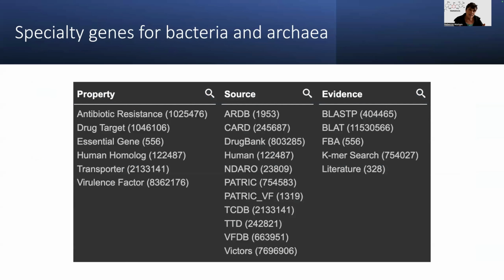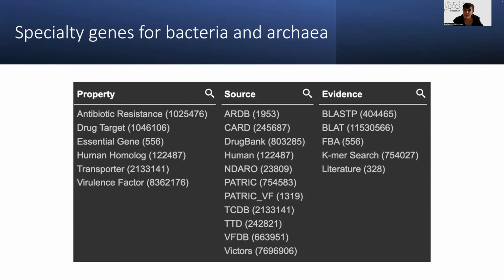The specialty genes databases that we look for, all the proteins are blasted against, there are specific categories or properties that you can see here. Antibiotic resistance is a big one. We also do drug targets, essential genes, human homologs, transporters, and virulence factors. Now, there are specific databases associated with each of those categories, and those are the sources of those. For example, CARD, the Comprehensive Antibiotic Resistance Database, is part of antibiotic resistance. TTD is part of transporters.